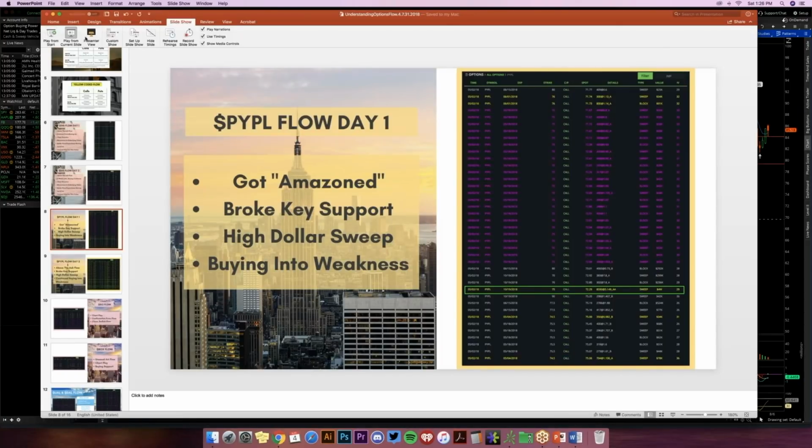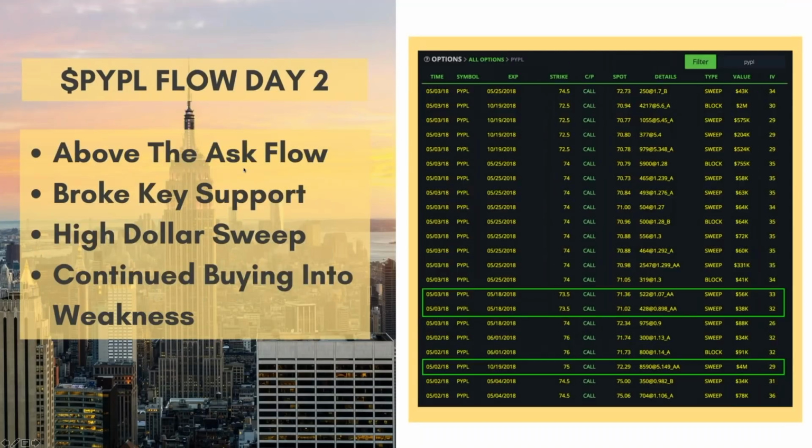The following day, we had day two of flow, right? So PayPal took even more of a hit. I'll jump back to the chart in a second. I just wanted to show you the flow first. We have another 4 million. Well, this is the 4 million on the second. Here's on the third. We have above the ask, single transactions exceeding OI.